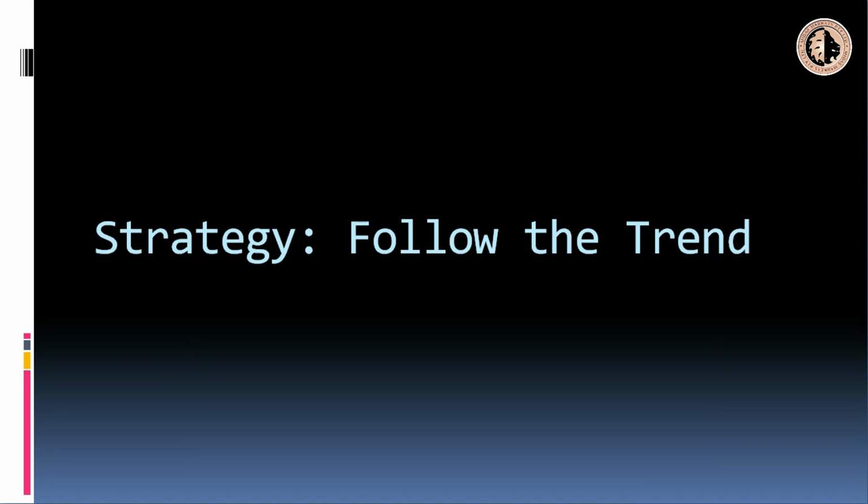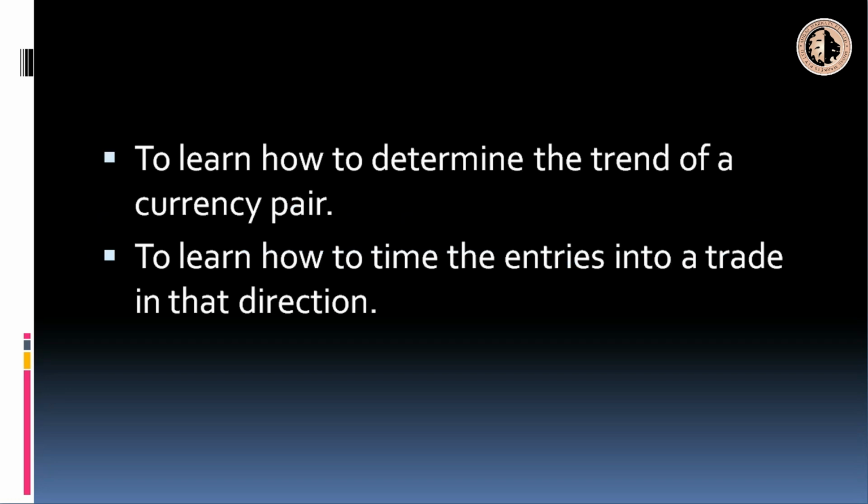Now the strategy we're looking at is follow the trend. We will try to see how we identify trends. So what are we trying to achieve here? We will try to learn how to determine the trend of a currency pair, and then how to time entries into a trade in that direction. So in a sense, there are two things there: to determine the trend, and then the second one is how to time entries into a trade in that direction.